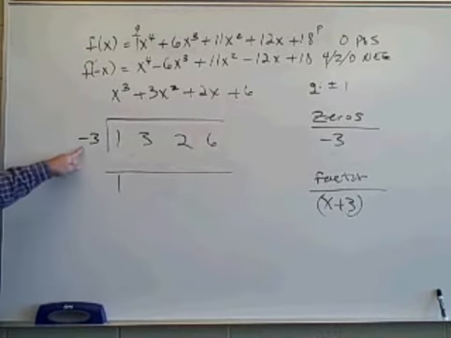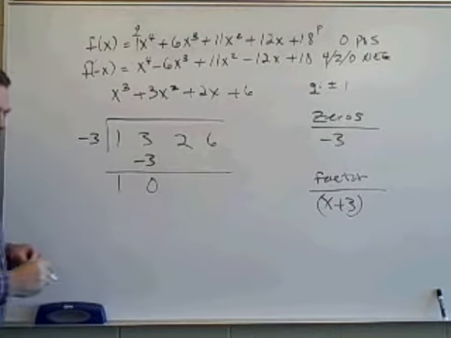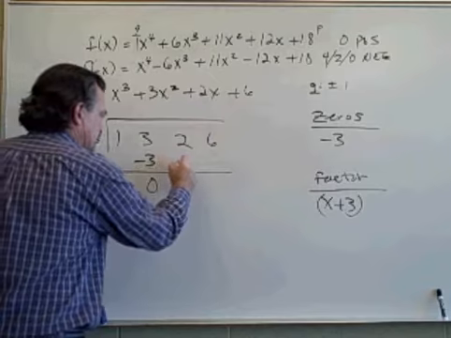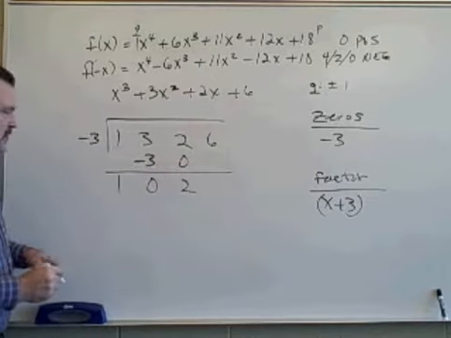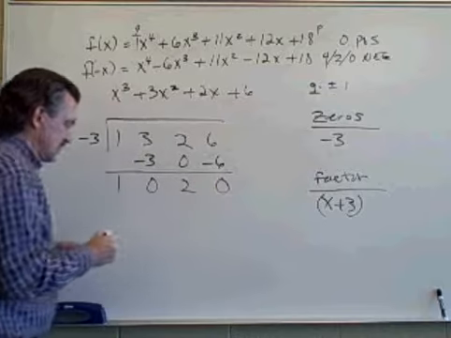Bring down the 1. Negative 3 times 1 is negative 3. 3 plus negative 3 is 0. Negative 3 times 0 is 0. 2 plus 0 is 2. Negative 3 times 2 is negative 6. 6 plus negative 6 is 0.